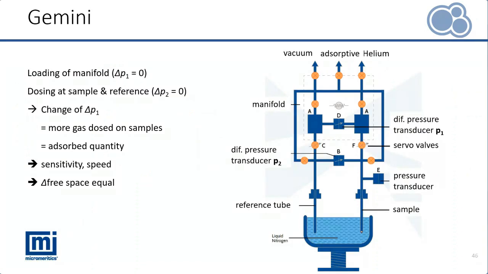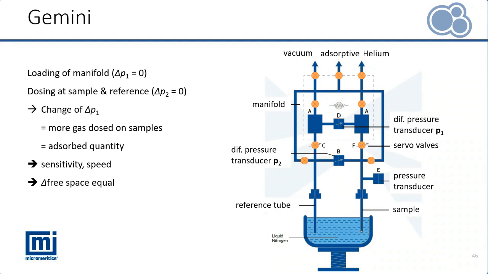I used our Gemini, which has a different way of operating in comparison to other standard static manometric systems. It uses a reference or balance tube, which is connected with the sample tube by a differential pressure transducer. Changes in external factors such as evaporation of the cryogen or non-ideality of the gas are compensated for as the balance tube is in the exact same environment as the sample tube.